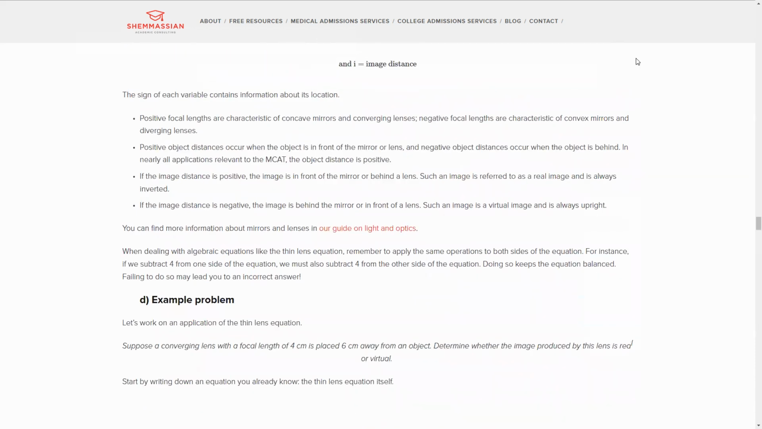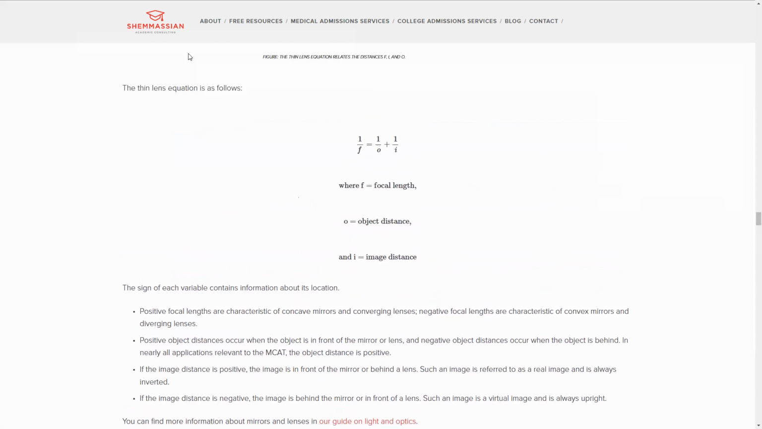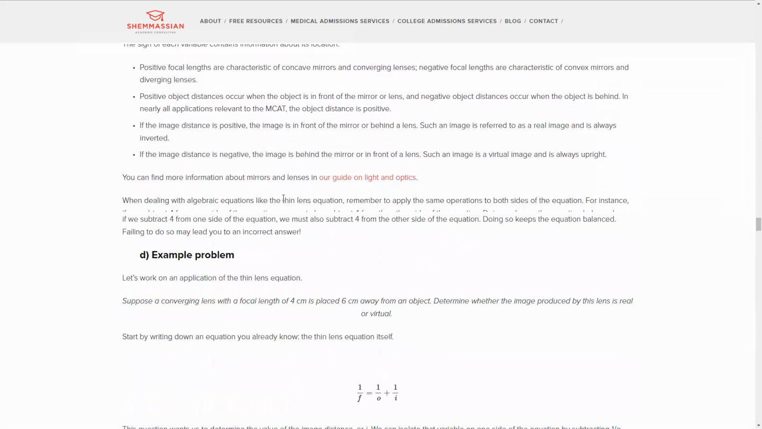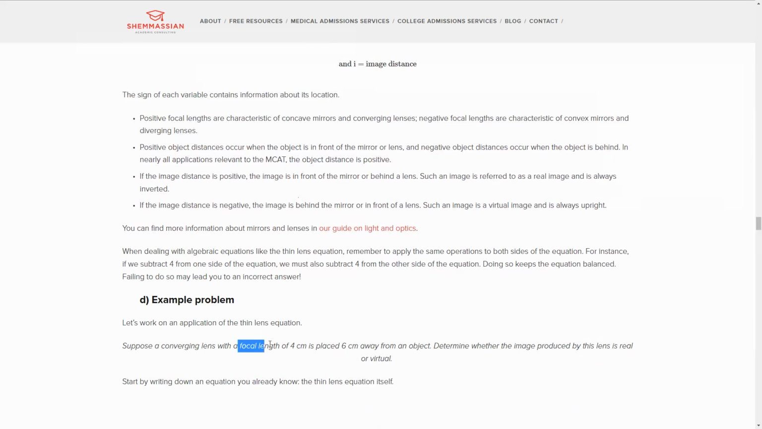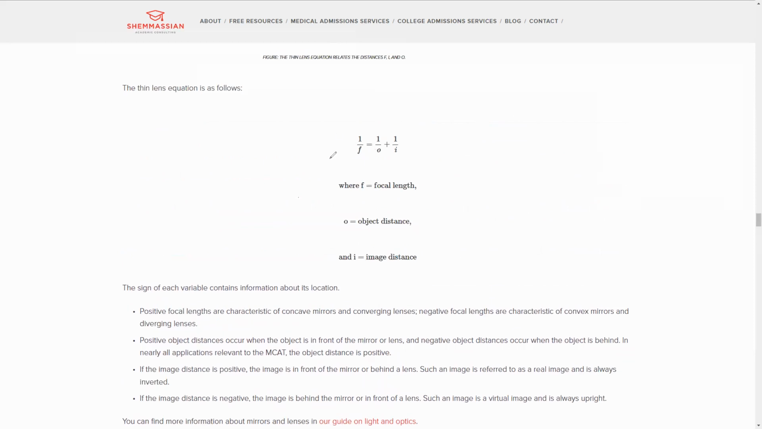And to do this, there's a problem. Okay, so let's see this problem. Suppose a converging lens with a focal length of 4 centimeters is placed 6 centimeters away from an object. Determine whether the object produced by this lens is real or virtual. Okay, what have we been given? What do we want to get? So we have our equation up there, and we want to know what were we given out of this equation and what do we want to get. So what were we given? A focal length of 4 centimeters, so a focal length is right here. So we're given our focal length.